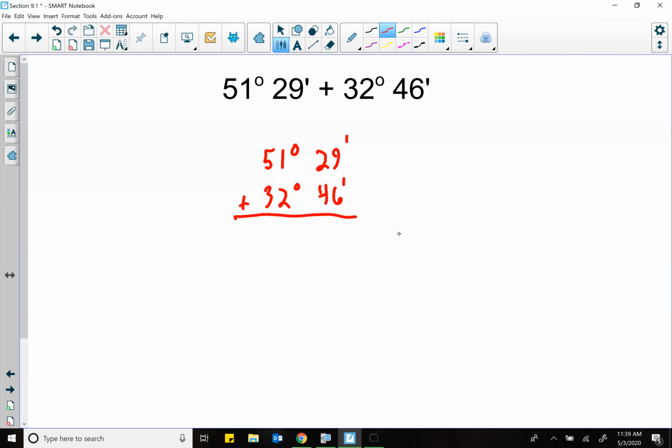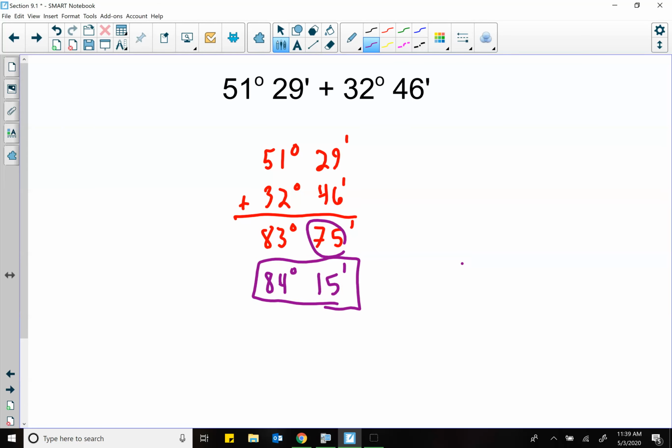All right, 29 plus 46 gives us 75 minutes. So right there you can see that we are definitely over 60. We're going to be adding degrees over, but we'll do that here in a second. And then if you take 51 plus 32, that gives us 83 degrees. Now again, we're not done because this minutes value is over 60. So if I take 60 out of this, that becomes a new degree. So that makes us really at 84 degrees. And what's 75 minus 60? It's 15 minutes.